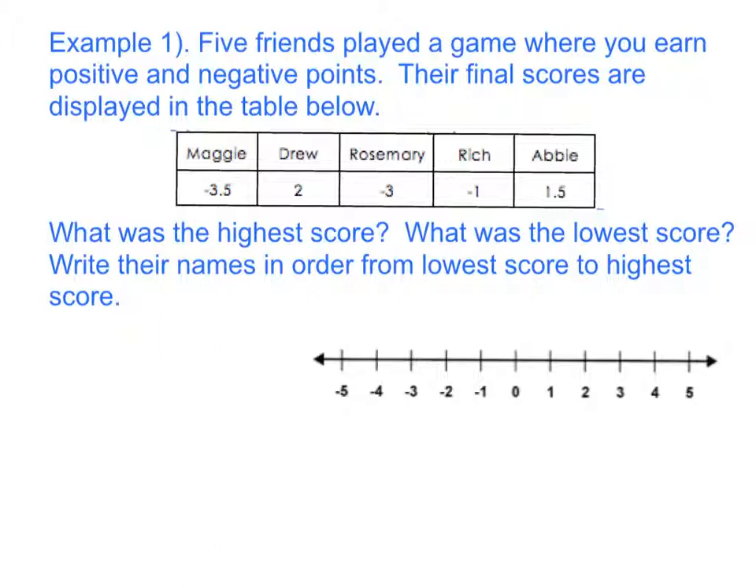Maggie had a score of -3.5. That would be right here, between -3 and -4. And Drew had a score of +2. That would be right here, would be Drew. Rosemary had a score of -3, so that would be right here. And Rich had a score of -1, so he'd be right here. And Abby had a score of 1.5. That would be right here.